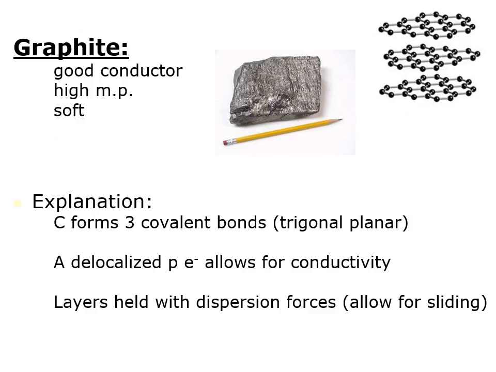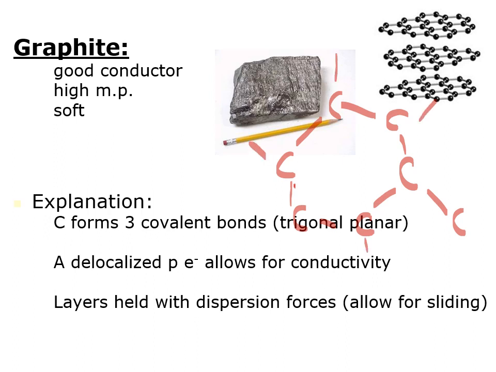So graphite is made up of carbon bonded to three other carbons. And so we end up forming a network between these carbons that is two-dimensional. You can imagine each one of these is bonded to three other carbons, and so we're going to end up with a network of carbons that is flat.